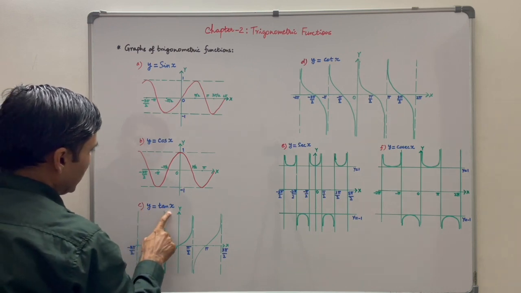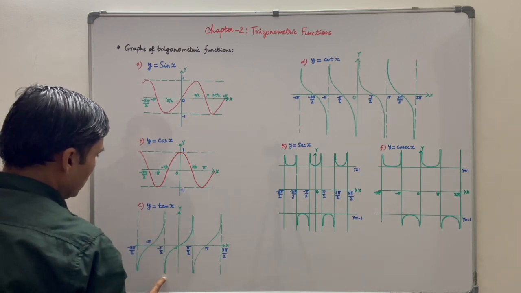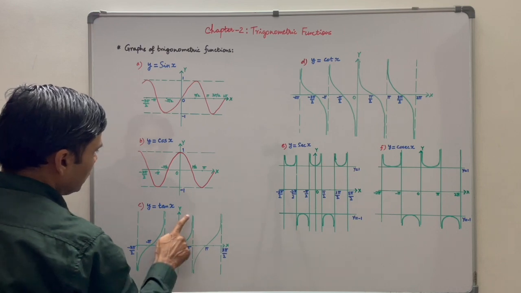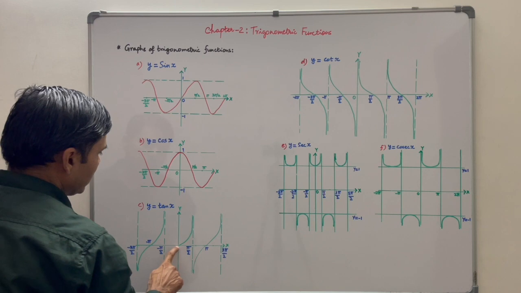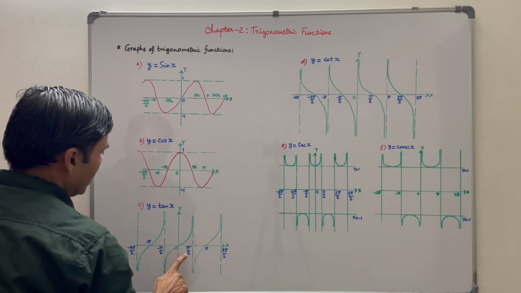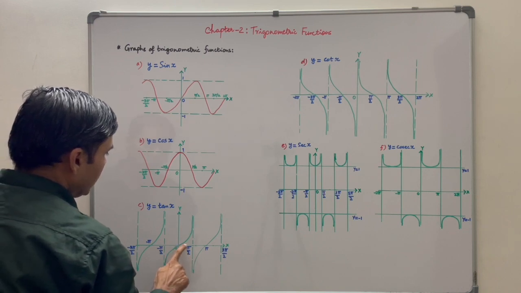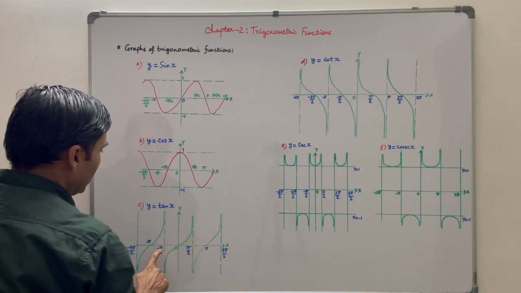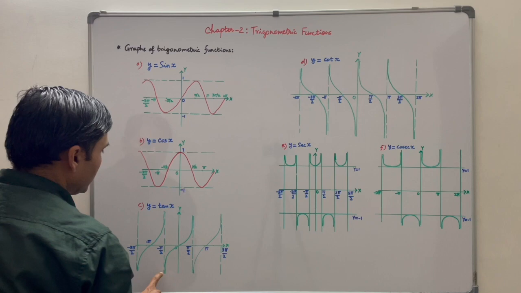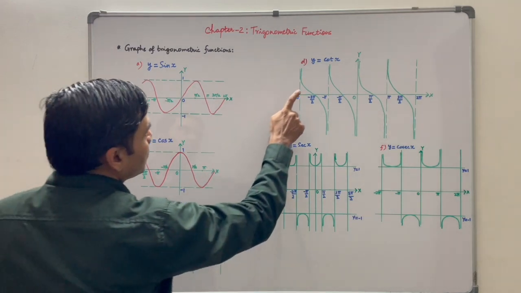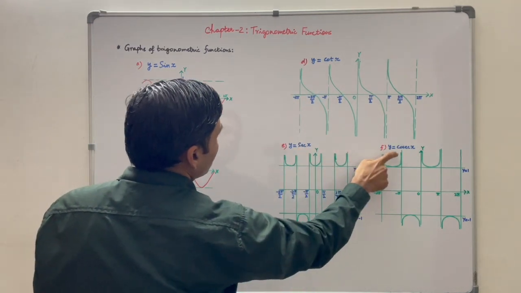Y is equal to tan x. Its minimum value is minus infinity and maximum value is plus infinity. At x equal to 0, it passes through origin. At x equal to pi by 2, its value is plus infinity. And at x equal to minus pi by 2, its value is minus infinity. You may study the graph of cot x, sec x, and cosec x.